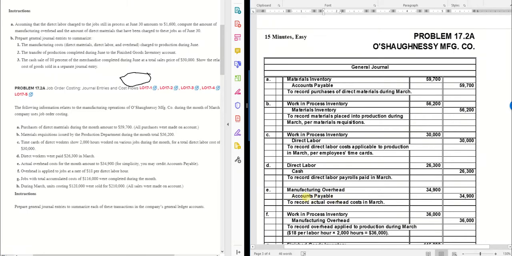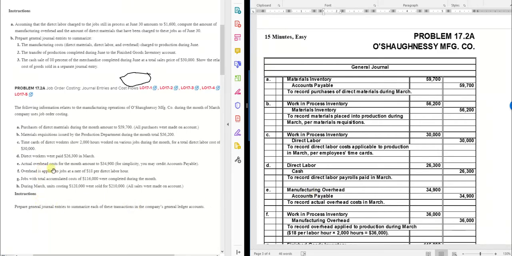If it's for supervisor salary, it'd be salaries payable. If it's utilities, it'd be utilities payable. But whatever it is as my credit. The debit is no longer an expense because an expense would be a period cost. I debit manufacturing overhead for a product cost. An indirect product cost, to be exact.